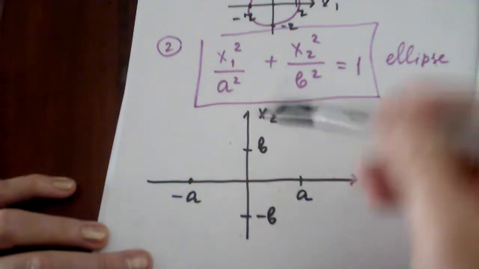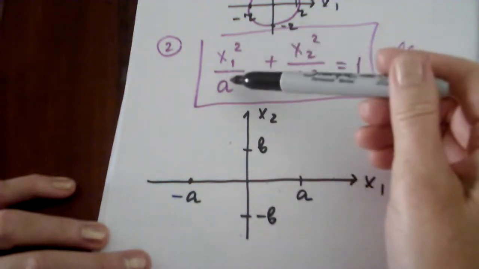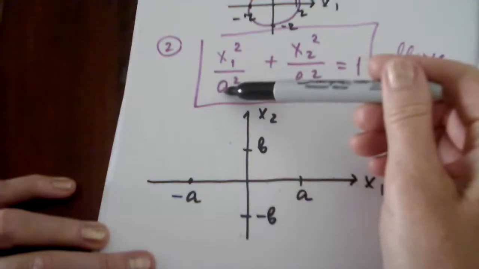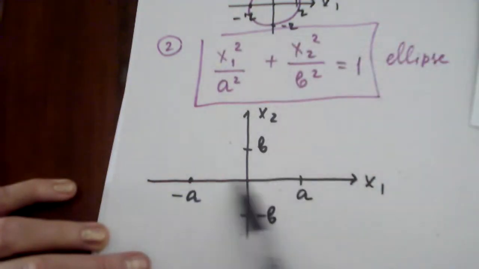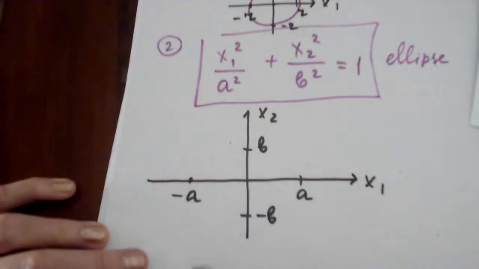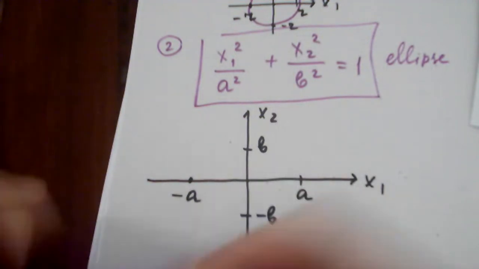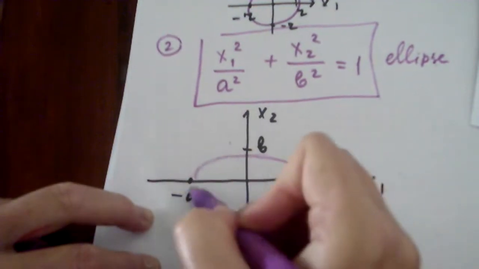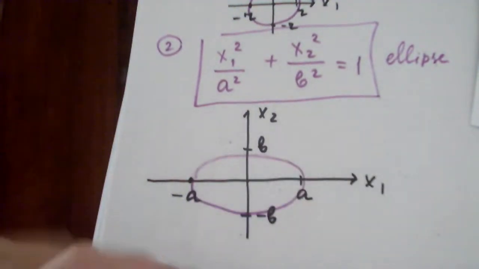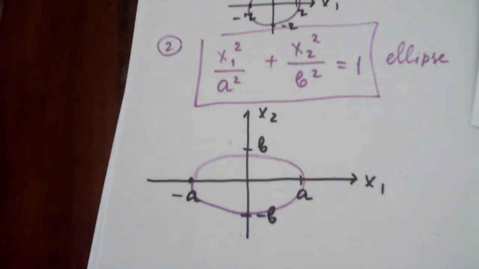How not to confuse them? You can immediately notice that a is located just under x1. That is why a should be marked along the x1 axis, and so on. After that, you need just to connect these points, and this is going to be the ellipse. It looks a little bit ugly in my drawing, but that's fine.